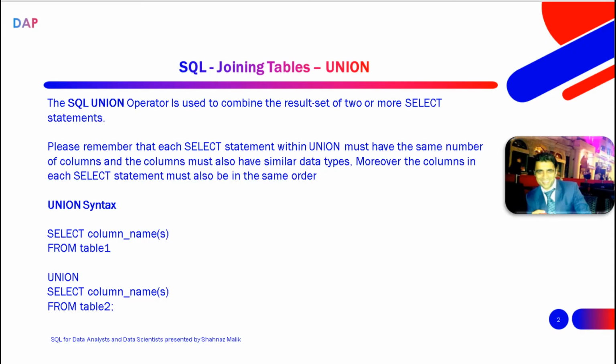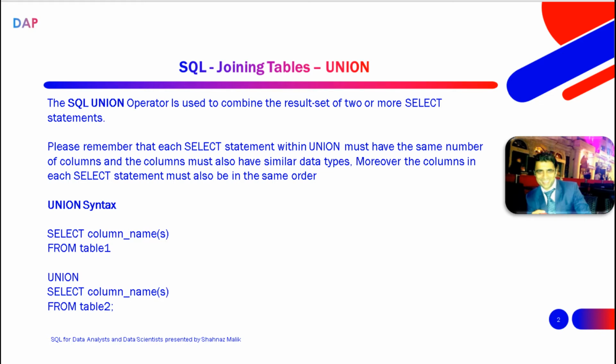Now please remember that the SQL union operator is used to combine the result set of two or more select statements. Please remember that each select statement within union must have the same number of columns, and the columns must also have similar data types. Moreover, the columns in each select statement must also be in the same order.